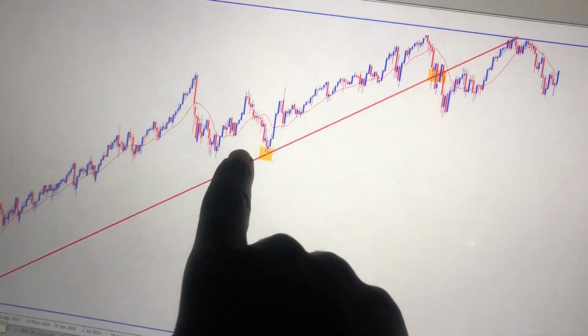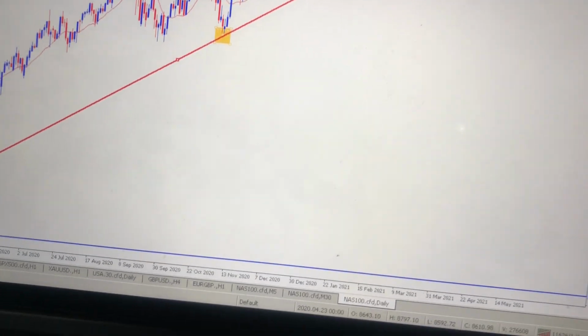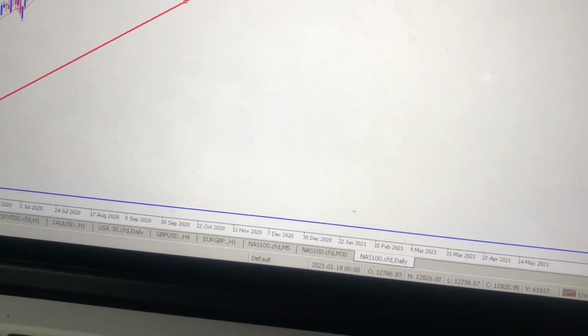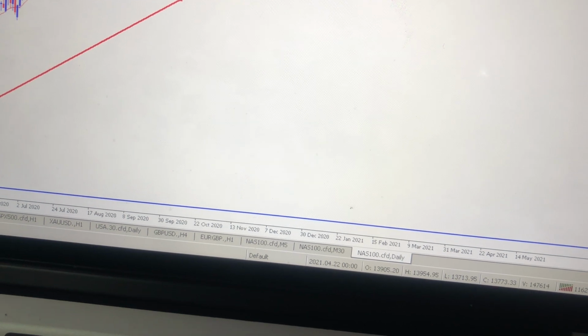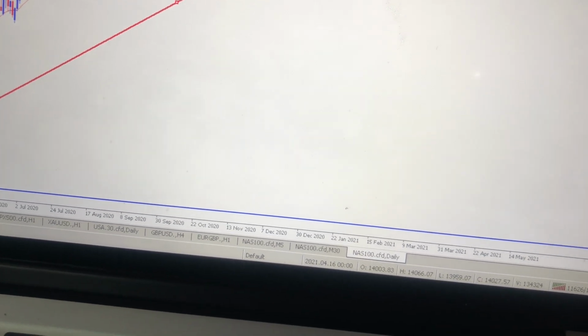This is the second point that we have right here. This is the third point right there. So some people would rather put it on this point. Let me just show you quickly. Brokers are not the same, guys. Sometimes you might find that on another broker it has touched.